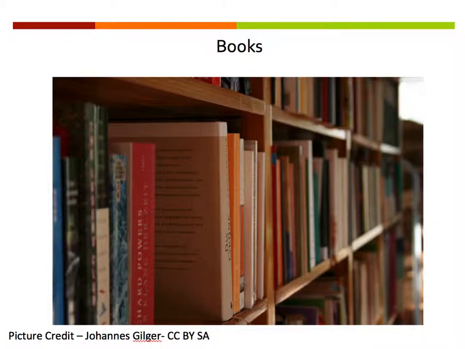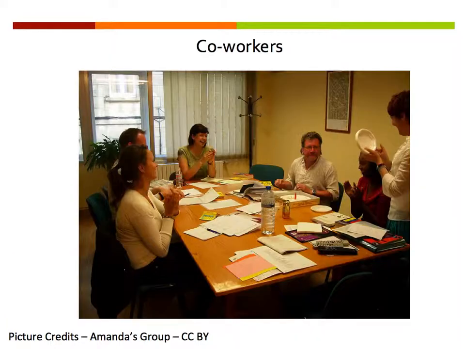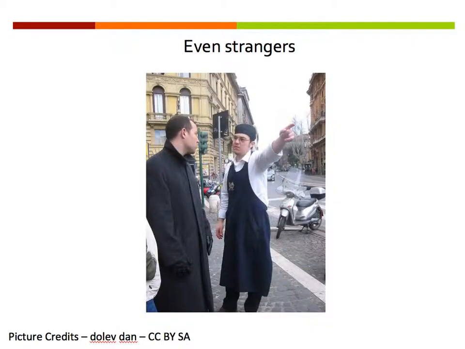So people still learn from books, as well as television, radio, newspapers, whether it's print or digital, or they're listening to online radio or streaming something like Netflix on their TV or computer. They learn from their coworkers. They also learn from their family members. And even from strangers, whether it's stopping somebody on the street to ask for directions or looking at reviews of books or movies or restaurants online.